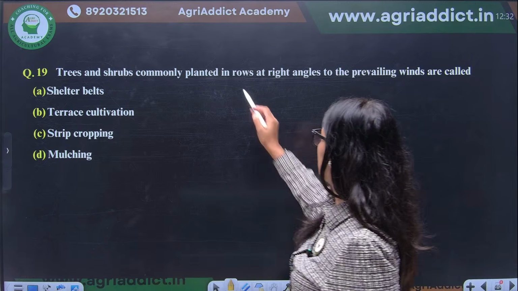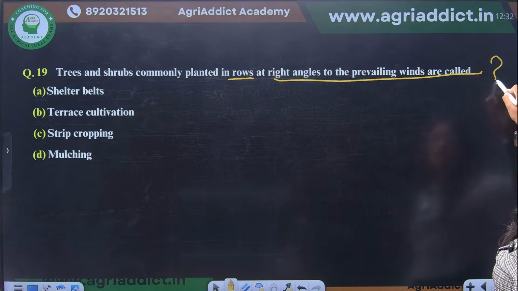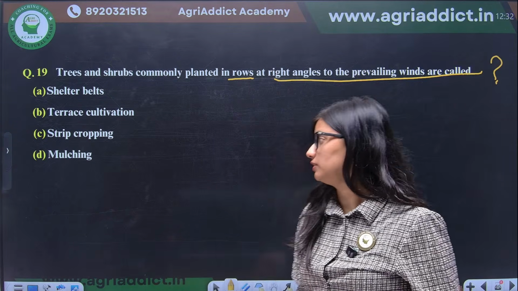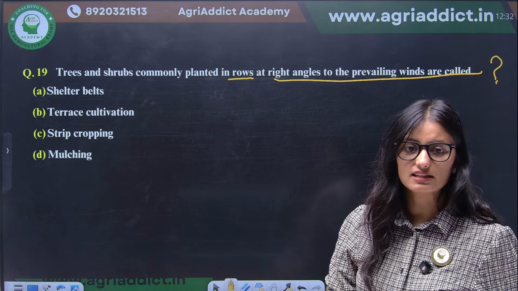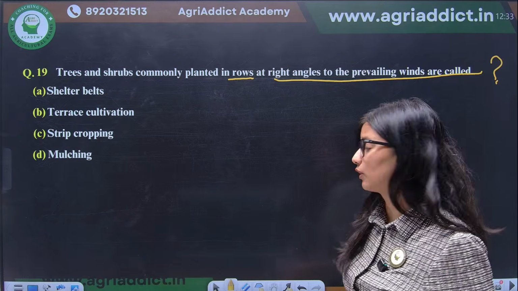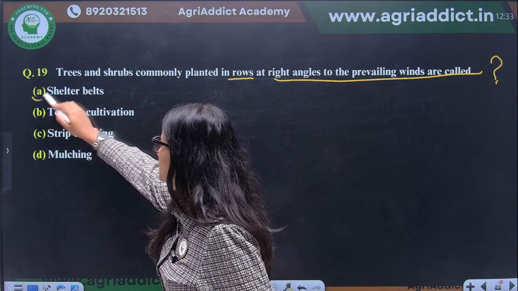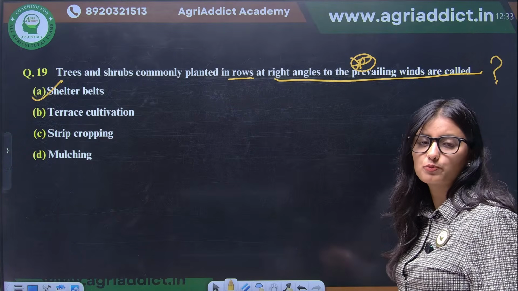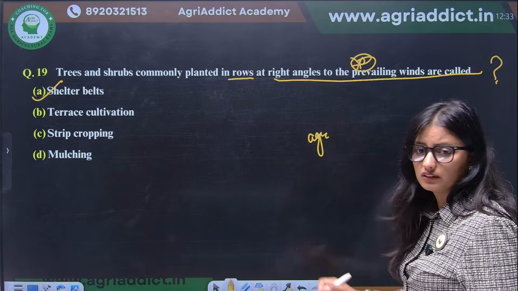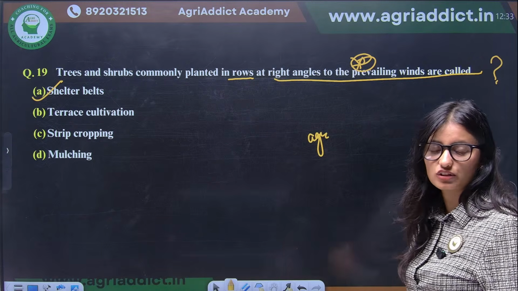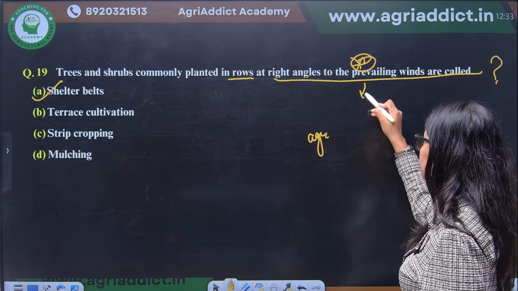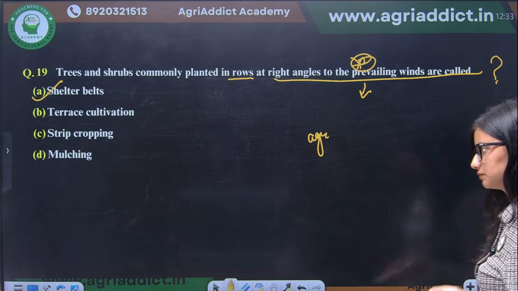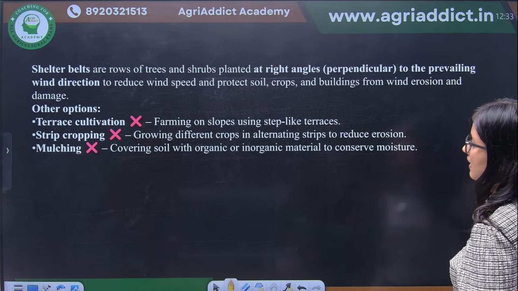Trees and shrubs commonly planted in a row at right angle to the prevailing wind are called what? Are these shelter belt, terrace cultivation, strip cultivation or mulching? When trees and shrubs are commonly planted in rows, very good, these are called shelter belt to protect our agricultural crops. This is under the agroforestry system where agriculture crops and forestry trees are used to prevent the high winds. Okay, A is the correct answer. So I have written here also.